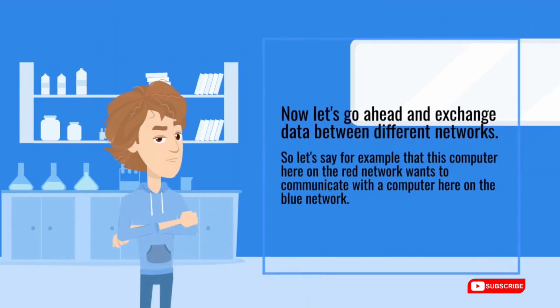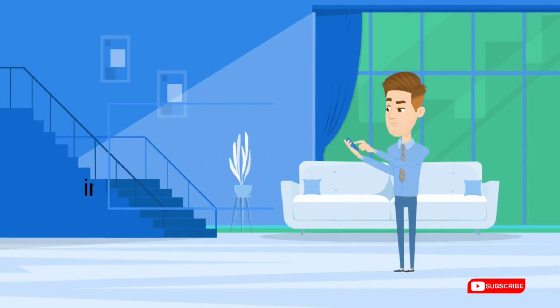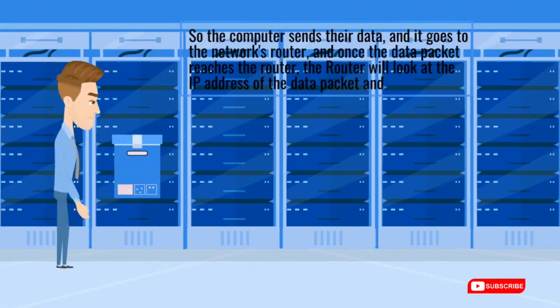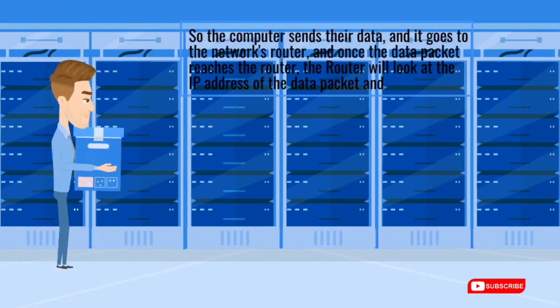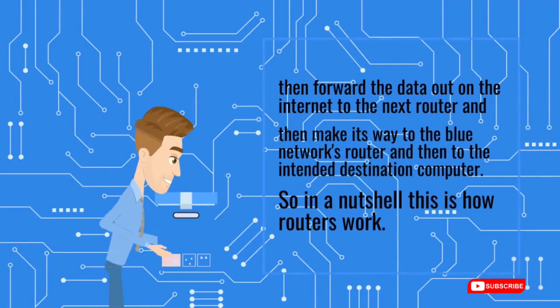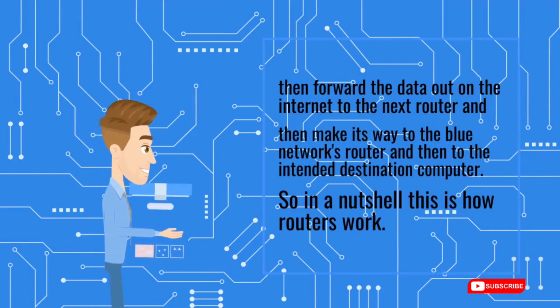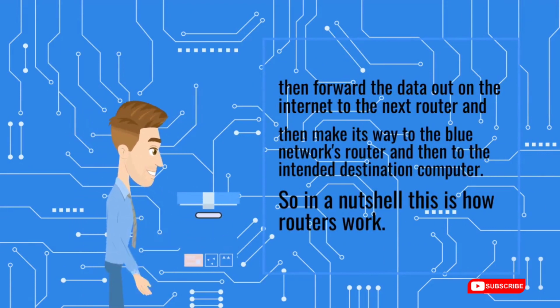Now let's go ahead and exchange data between different networks. So let's say, for example, that this computer here on the red network wants to communicate with a computer here on the blue network. So for this to happen, the data packet has to leave their own network and go out on the Internet. So the computer sends their data, and it goes to the network's router, and once the data packet reaches the router, the router will look at the IP address of the data packet and then forward the data out on the Internet to the next router and then make its way to the blue network's router and then to the intended destination computer. So in a nutshell, this is how routers work.